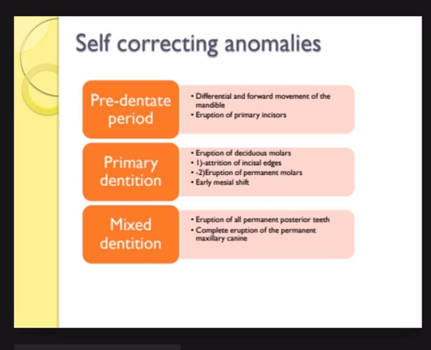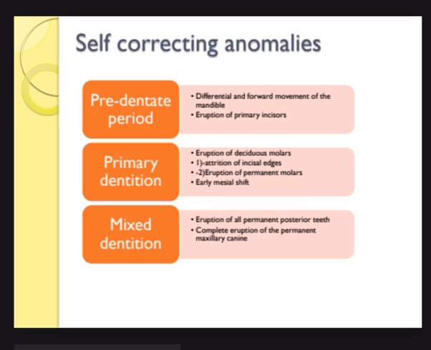Similarly, another self-correcting anomaly seen during this phase is your flush terminal plane relationship. Remember, the distal surface of the mandibular primary molar and your maxillary primary molar are in the same vertical plane. Okay, second primary molar I'm talking about. This is corrected when your permanent molars erupt, by the early mesial shift in your primary dentition.